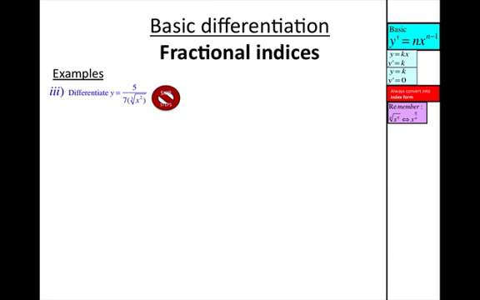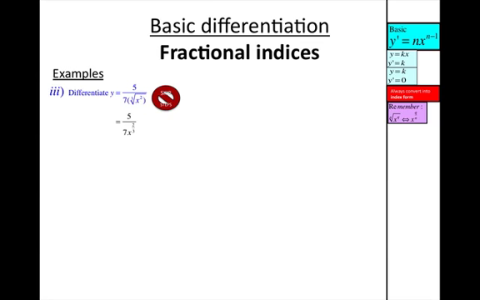First things first, only way we could differentiate this is if we take it into index form. So 5 on 7 stays as is. We're just going to convert that root into a fractional index. Because it's the cubed root, the 3 is on the bottom, and because it's x squared, the 2 is on the top. So it's 5 on 7x to the 2/3.